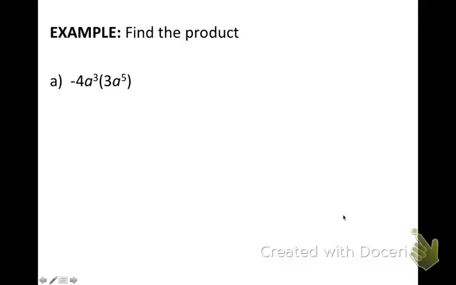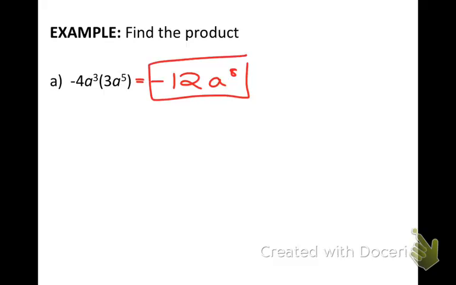Okay, so for our first example, we have a cubic monomial, negative 4a to the third, times a quintic monomial, 3a to the fifth. If we had to multiply those together, what would I get when I multiply the coefficients together? Negative 12, right? Because negative 4 times 3 is negative 12. A to the third times a to the fifth would be a to the eighth. So the product would be negative 12a to the eighth.